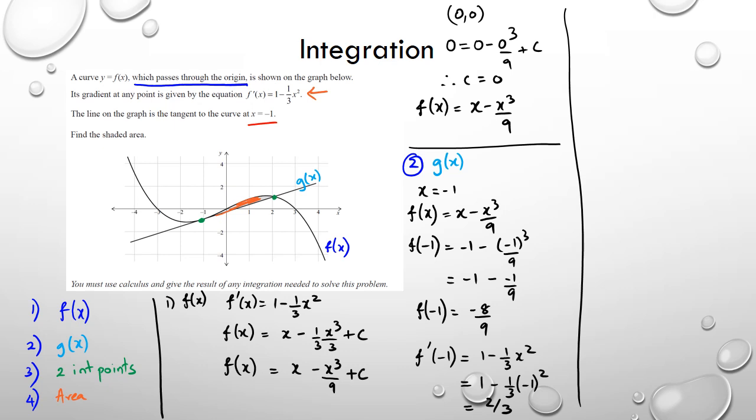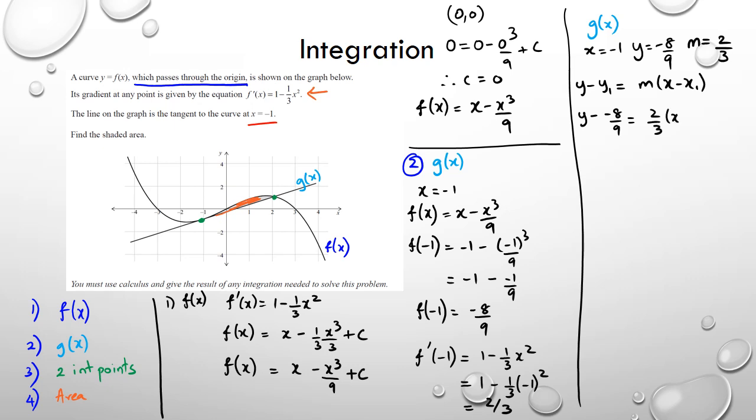All right, so to construct g of x, we needed an x value, which we have, which is -1. We needed a y value, which is -8 over 9, and we needed the gradient itself. The gradient is 2/3. So from here, equation of a line, y minus y1 equals m times x minus x1. Substituting all my values, I have y minus -8 over 9 equals 2/3 times x minus x1, which equals -1.